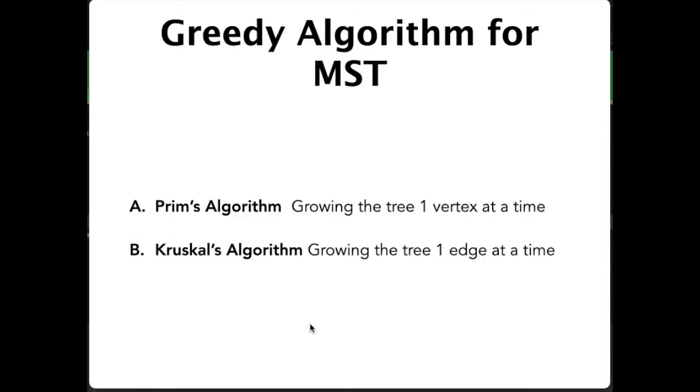So, for this problem, we have two solutions. And these two solutions are greedy algorithms for the problem. Number one is the Prim's algorithm, and the second one is the Kruskal's algorithm. For the Prim's algorithm, we are trying to construct the tree by growing the tree one vertex at a time. And for the Kruskal's algorithm, we grow the tree one edge at a time. So, yun yung main difference ng Prim's and Kruskal's algorithm.